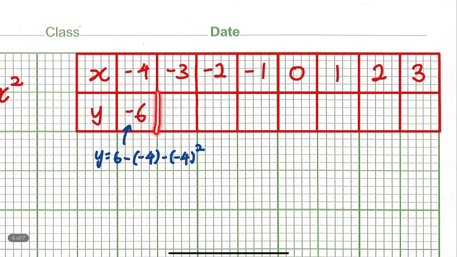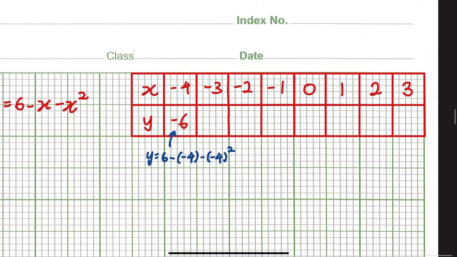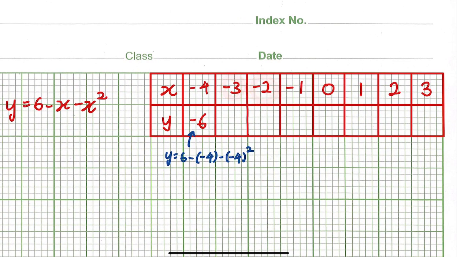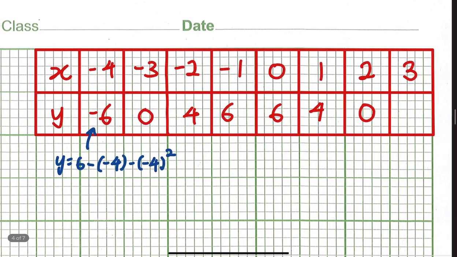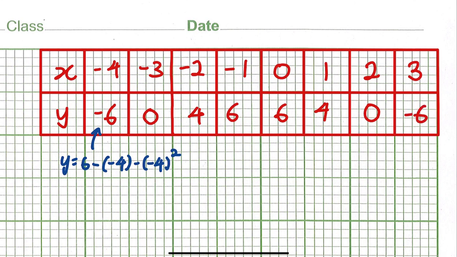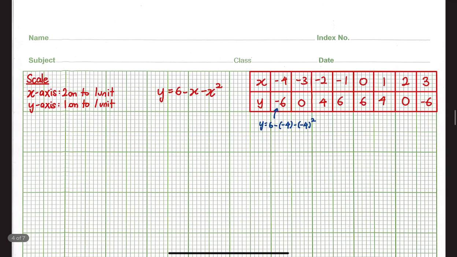Now you do the same thing for the rest. Please pause this video and fill in this entire row by yourself using the same steps. Replace your x by -3, -2, -1, all the way until we reach 3. Pause this video first to finish this up. I'll continue over here for now. If you press correctly, you should get 0, 4, 6, 6, 4, 0, -6.